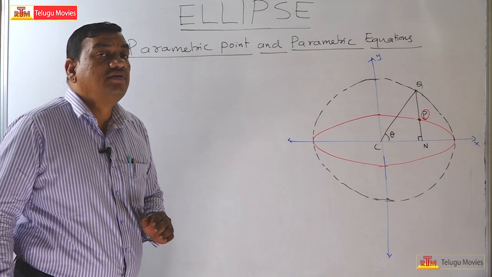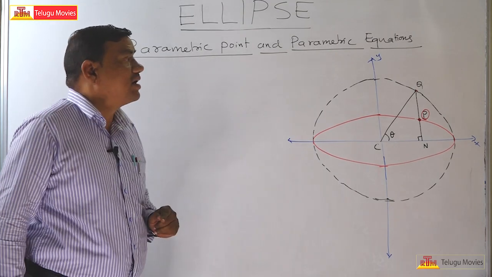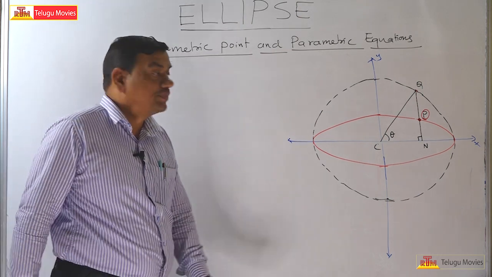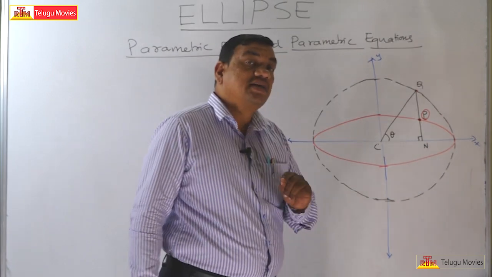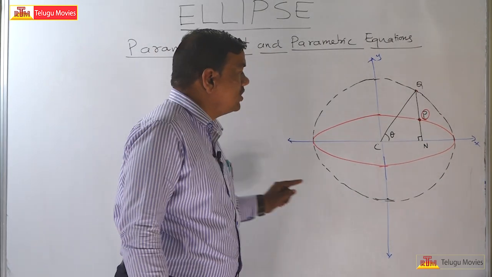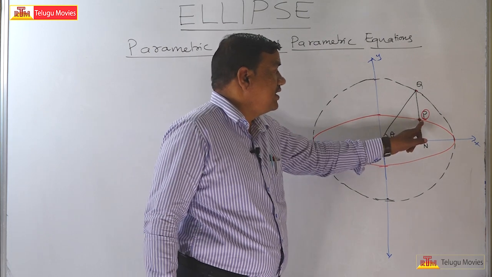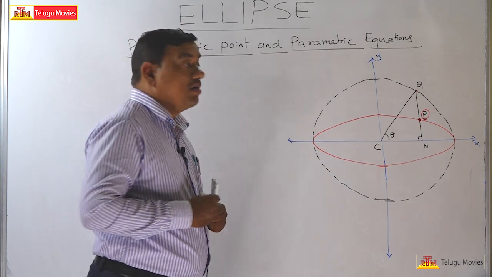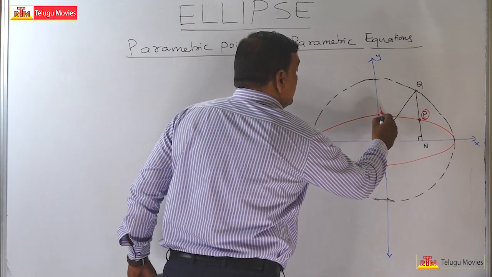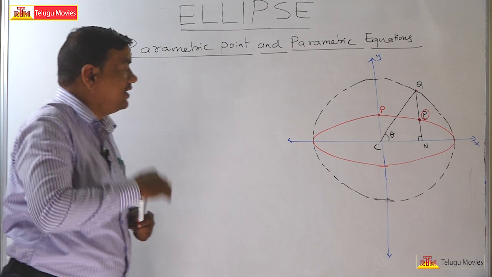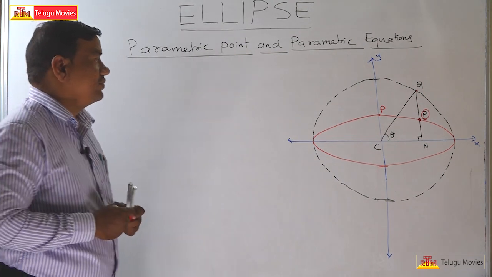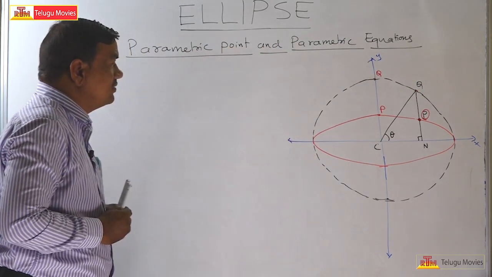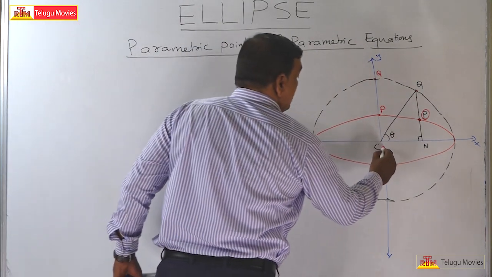Before learning the parametric point and parametric equations, I will explain a very important point. Here P is an arbitrary point on the ellipse. Suppose P lies on one end of the minor axis. Then automatically Q will be here, and then automatically N will be here.